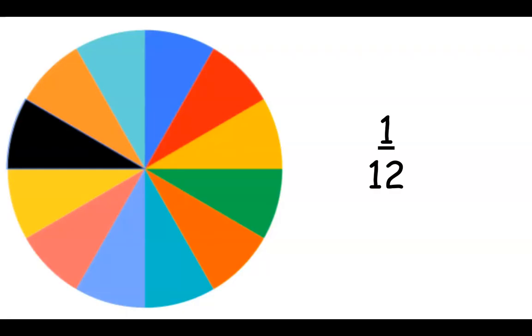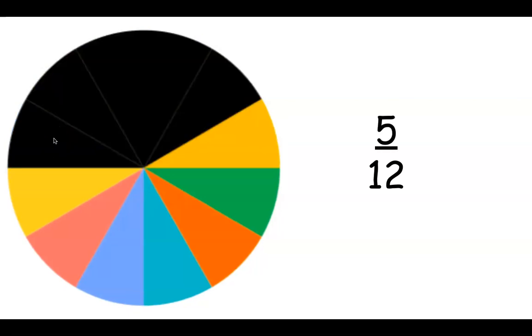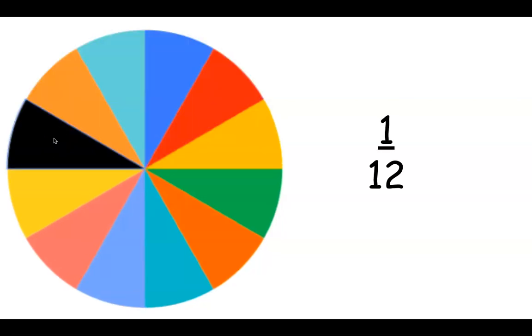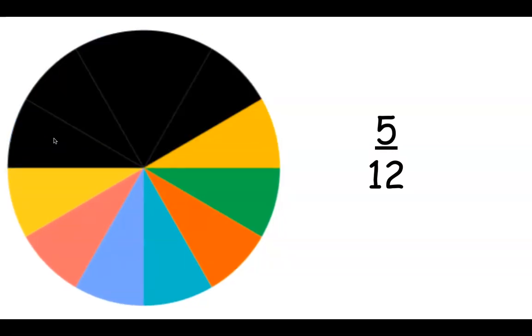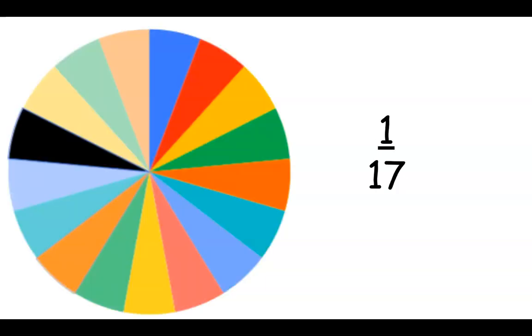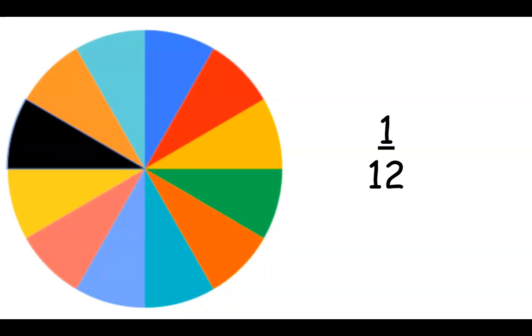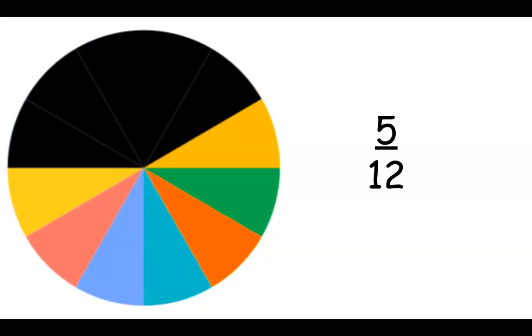5/12, 5/17. There's my pizza, or my number 1. I've cut it into 12 equal pieces. There it is. That's 5 of them. 1/12, 5/12. So I cut my pizza into 12 equal pieces, that's one of them, but if I eat 5 of them, that's how many.